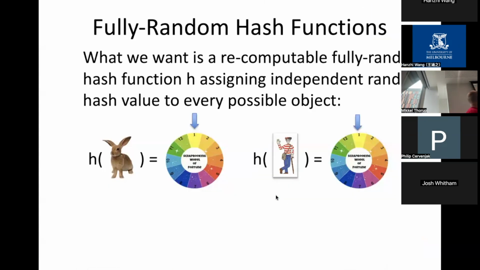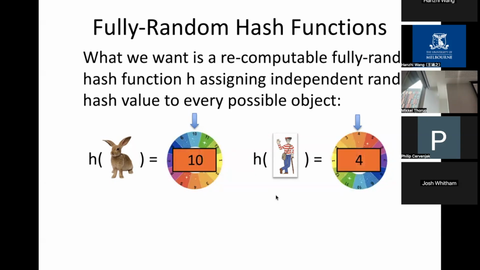So what is this hashing thing? So we want a fully random hash function, something like this beautiful Wheel of Fortune that can tell you where to put things, but it has to be recomputable, right? So spinning is fun. We do that with both of them, and that's fine.